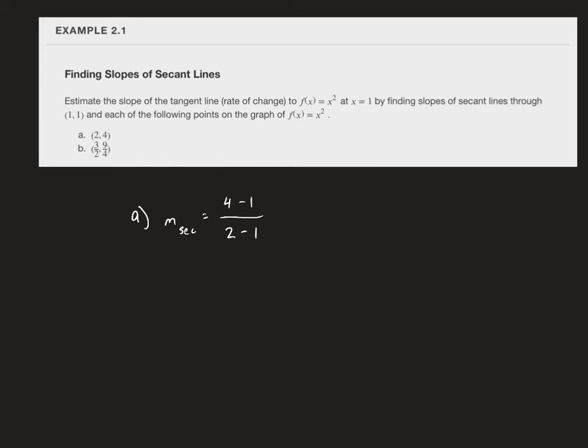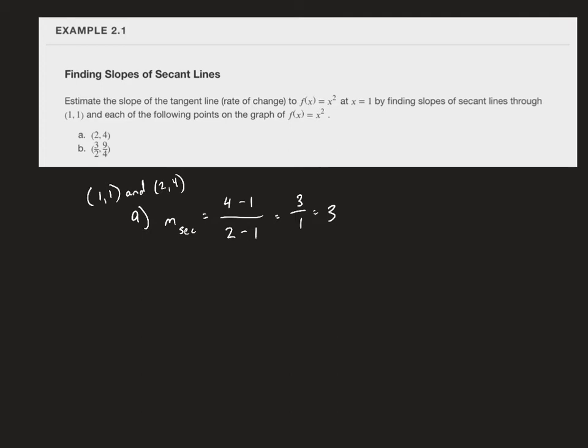Let me actually write the coordinates that we're using for part A, (1, 1) and (2, 4). So the y2 minus y1 is 4 minus 1, and the x2 minus x1 is 2 minus 1. In the numerator we get 3, in the denominator we get 1, so the slope is 3. That's pretty decent, but that doesn't tell me the slope at (1, 1).